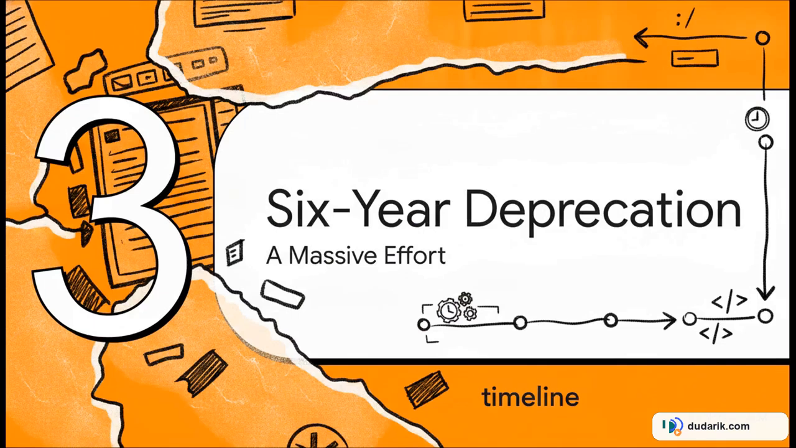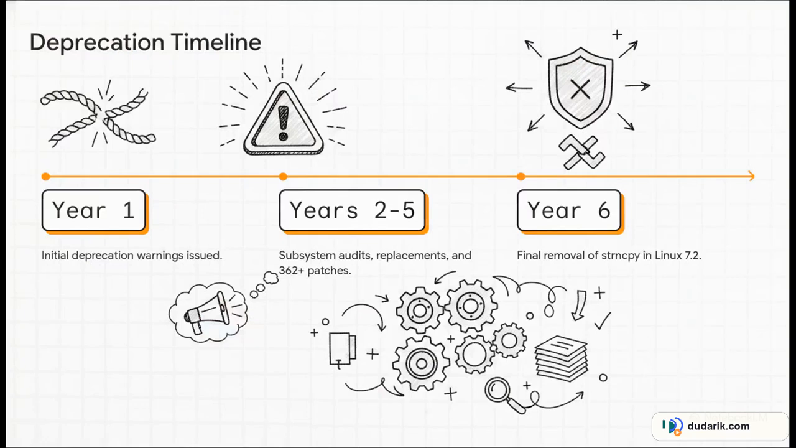Moving on to Section 3. 6 years of deprecation. As you can imagine, ripping out a foundational C function isn't an overnight job. This was a massive 6-year deprecation cycle. Year 1 kicked off with initial warnings. Then, years 2 through 5, those were the trenches. We're talking auditing every single subsystem, verifying call sites, replacing them, and making sure all the weird edge cases were handled properly across those 362 patch submissions. And finally, in year 6, we hit total removal in Linux 7.2. It takes an immense amount of coordination with downstream distributors and hardware vendors to safely execute an API change of this scale.